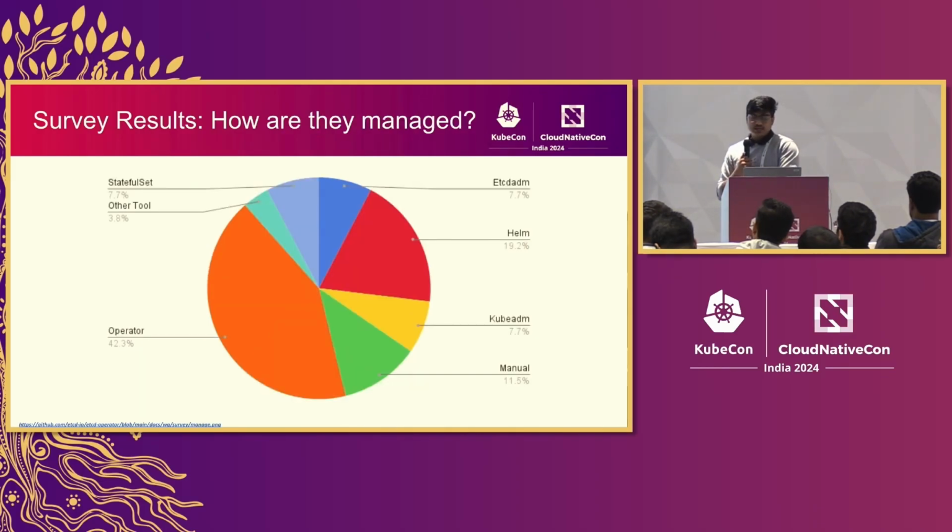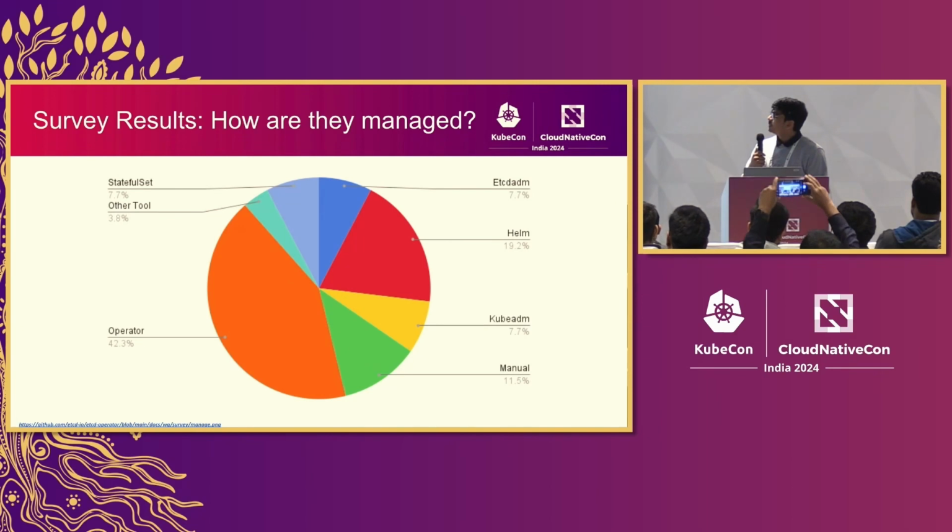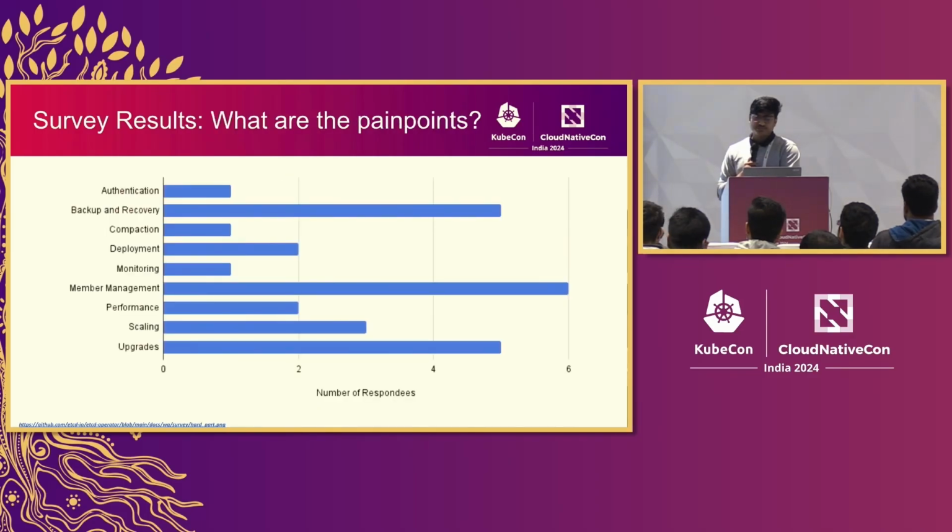Then we asked, okay, so now you run your clusters, and how do you manage them? The majority of the answer was that there is some in-house operator that the companies and users maintain to do it. They do it with Helm charts. And there are other tools like kubeadm and etcd-adm with which they also manage it, but mostly it's the in-house operators that we have.